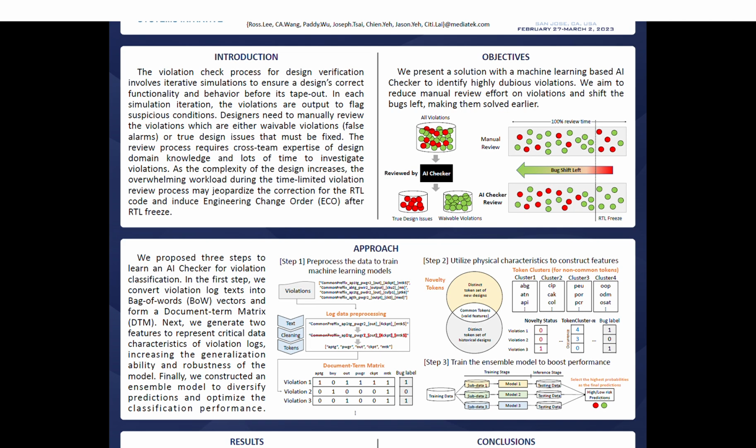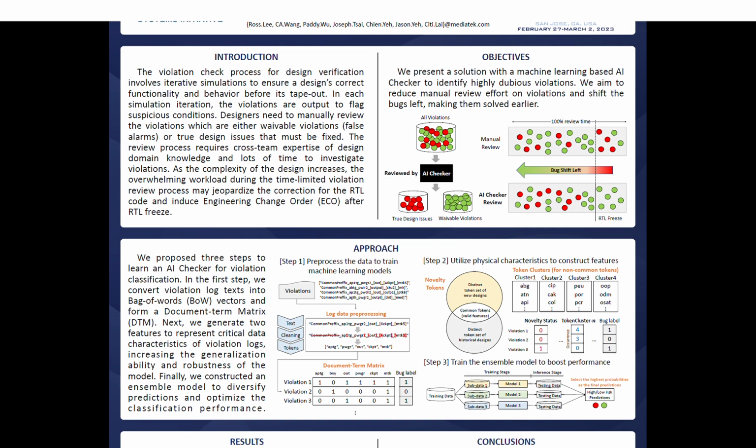Next, we further utilize the feature engineering technique to incorporate more physical characteristics into the document term matrix. We have 2 custom features. First one is the novelty feature. We define new tokens which do not appear in historical tokens as novelties. To locate these novelty tokens, we construct the distinct token sets from historical waived violations and new design violations. Then we compare the differences between them. Only tokens that appear in the new design will be defined as novelty tokens.